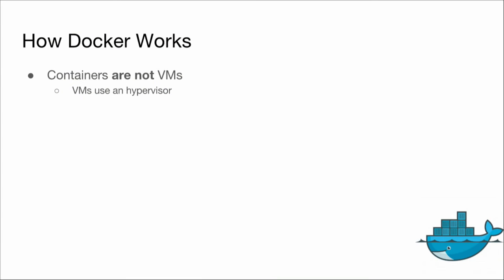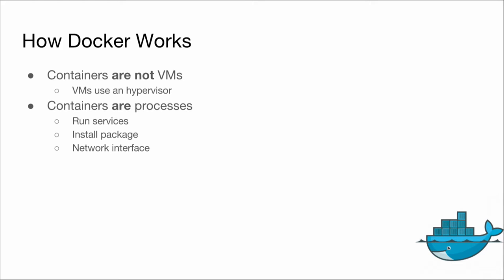So, how Docker works. The first thing we have to keep in mind is that containers are not virtual machines. Virtual machines use a hypervisor to manage the execution of a guest operating system. Containers are quite different. Containers are a bunch of processes. Containers can run services, you can install packages in those containers. Containers have network interfaces, but they are not virtual machines. They feel like virtual machines, but they are not.